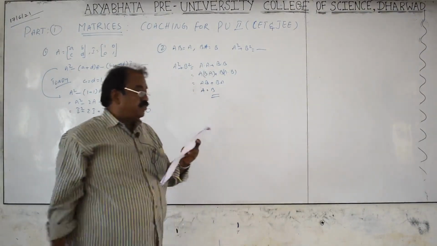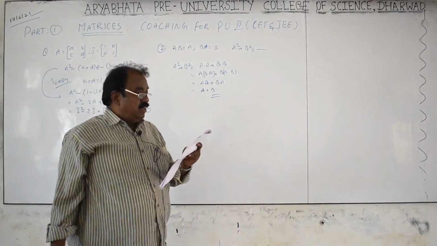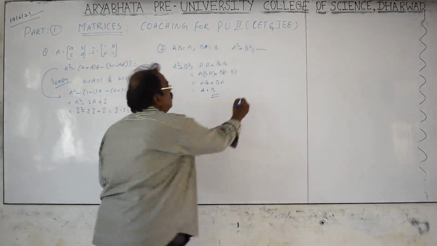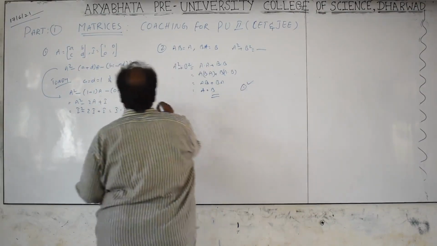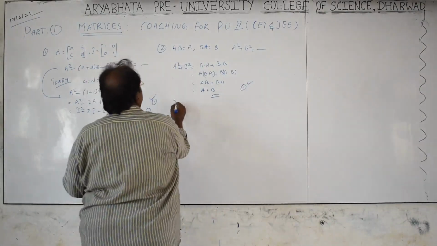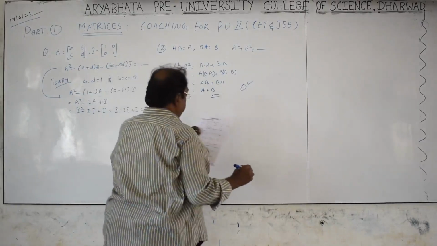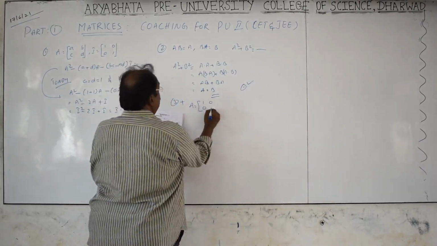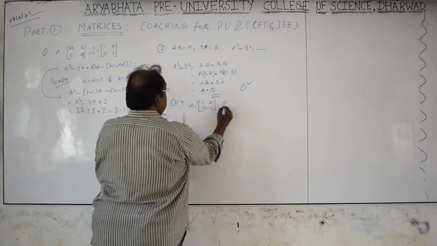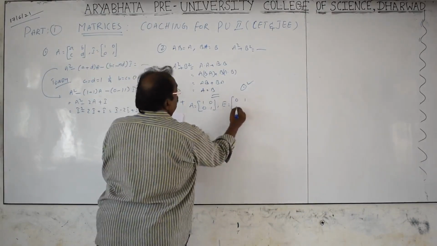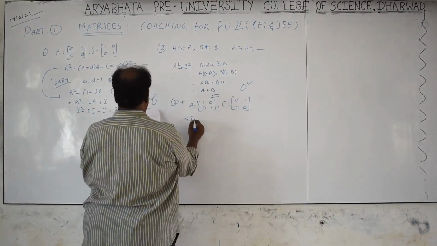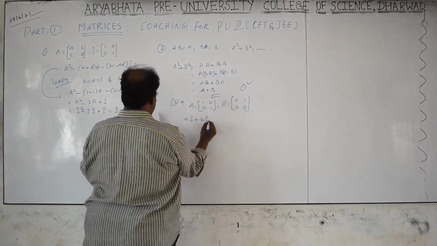Okay? Yeah. Next, the third one. Here also it is the first option. I go to the third problem. The third problem is A is equal to [1, 0; 0, 1]. E is equal to [0, 1; 0, 0]. And what is AI plus BE?